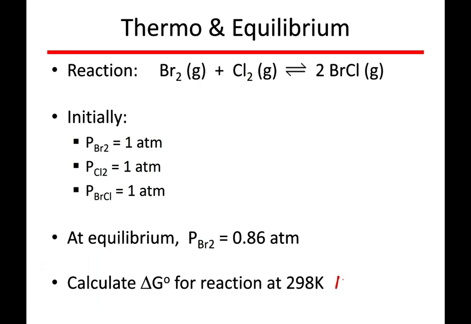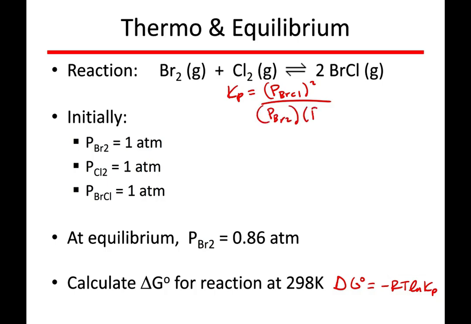And one equation that seems kind of promising for us here is delta G standard equals minus RT ln of Kp. Because if I know what the equilibrium pressure of Br2 is, I might be able to use that to help me find what the Kp is for this reaction, right? Because the Kp for this reaction would be the equilibrium pressure of BrCl squared over the equilibrium pressure of Br2 and over the equilibrium pressure of Cl2.